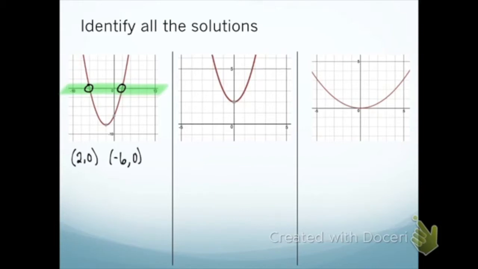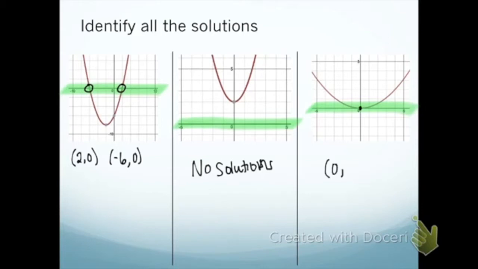For the middle problem, our x-axis is right here. Since we don't cross the x-axis at all, that means that there are no solutions. And for the third one, we only touch the x-axis at one spot, which happens to be at the origin. So this would have one solution, which would be (0, 0). So again, you could have 2 solutions, no solution, or 1 solution.